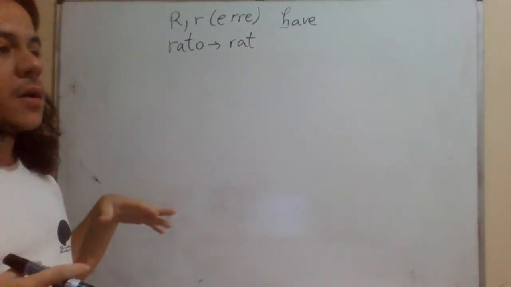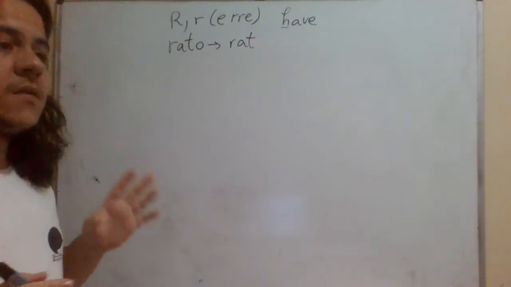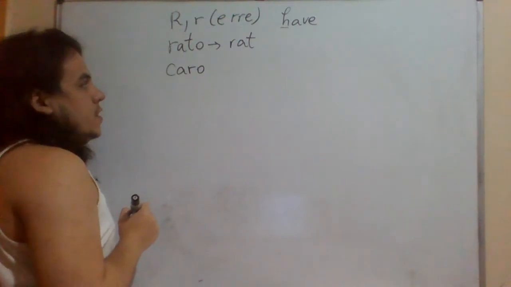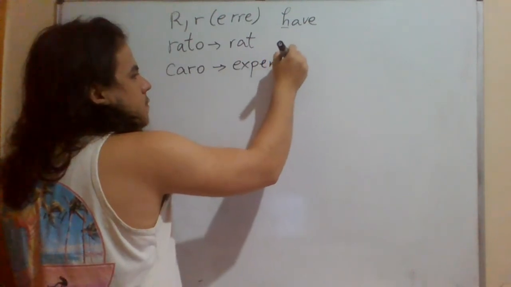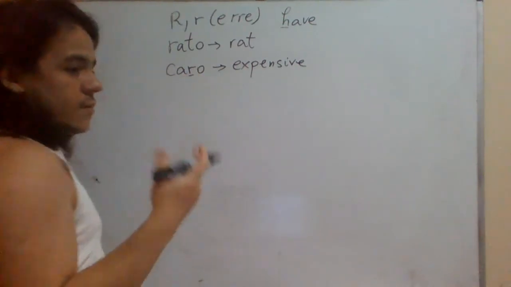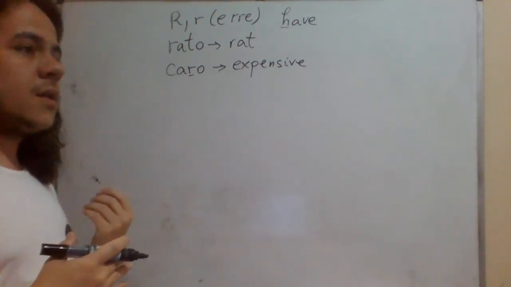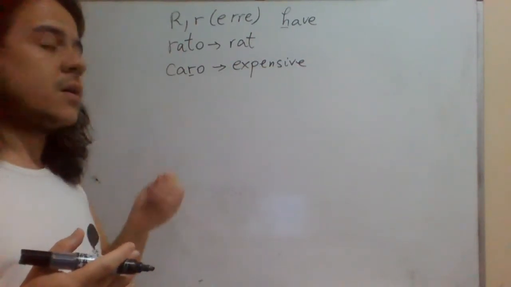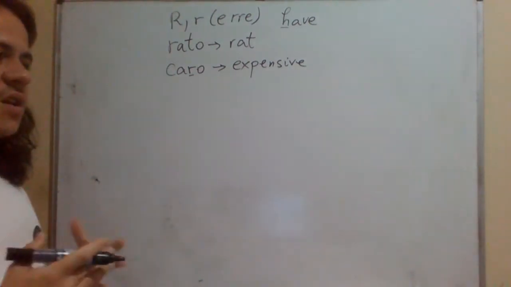When letter R comes in the middle of the word, it can have basically two sounds. For example, this word here, caro, it means expensive. It's an adjective, caro. So here letter R is in the middle of a word, and it will sound like the letter R in rat. This sound r, caro, caro. This feeble sound r, caro.